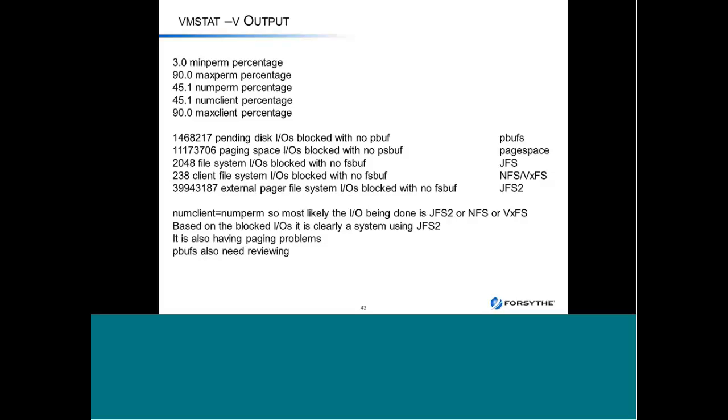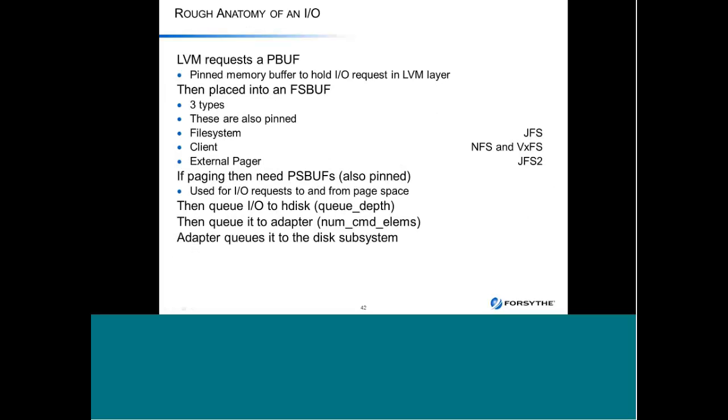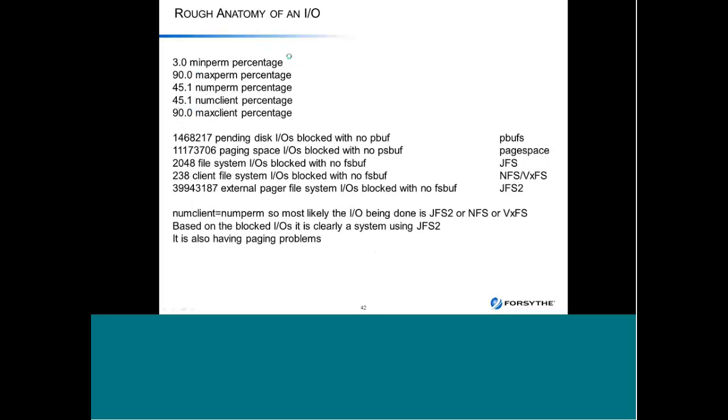However, when you look at this, we see 14.5 million pending disk I/Os blocked with no psbuf. So, going back here, that's that very first one. I'm trying to get pinned memory buffers to actually even start building my I/O request, and I can't. And by the way, when these queues down the bottom get full, everything starts to back up. So sometimes you see a problem with page space buffers or with queue depth, but the problem could be higher or lower.